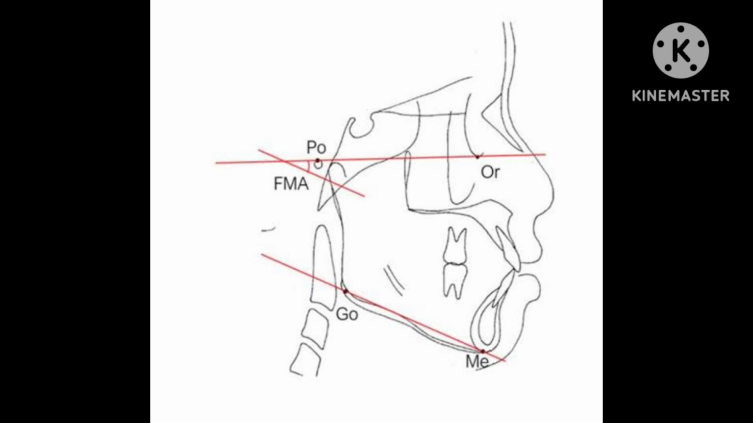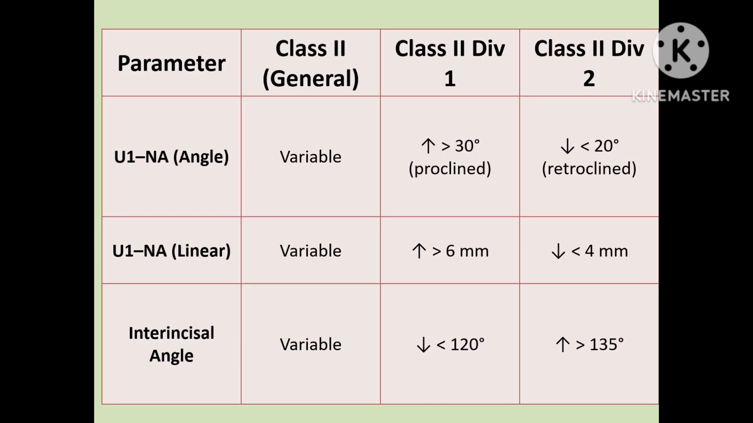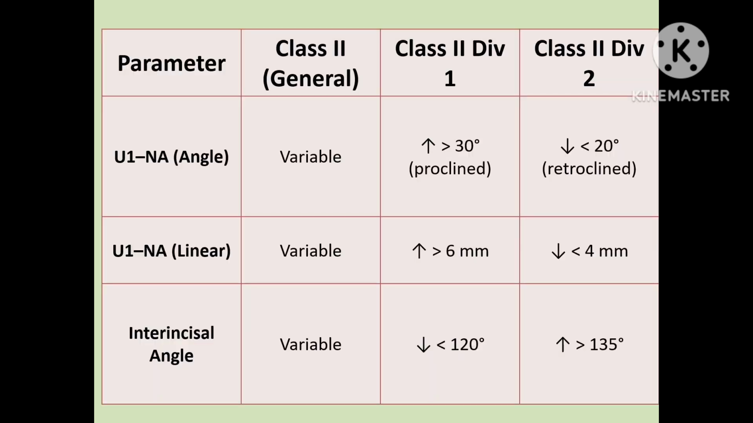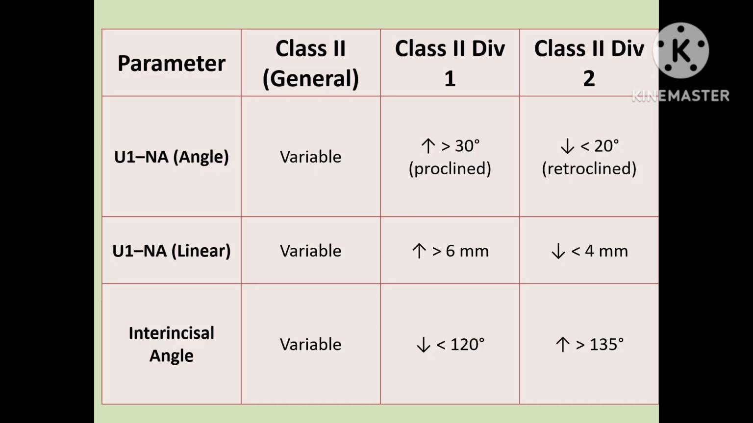helps to identify vertical and horizontal growth patterns. For the dental parameters in Class II malocclusion, the upper incisor to NA linear and angular measurements are normally 22 degrees and 4 millimeter. This value is increased in Division 1 due to proclined upper incisors and reduced in Division 2 due to retroclination. The interincisal angle, which is normally 130 degrees, is less than 120 degrees in Division 1 and more than 135 degrees in Division 2.